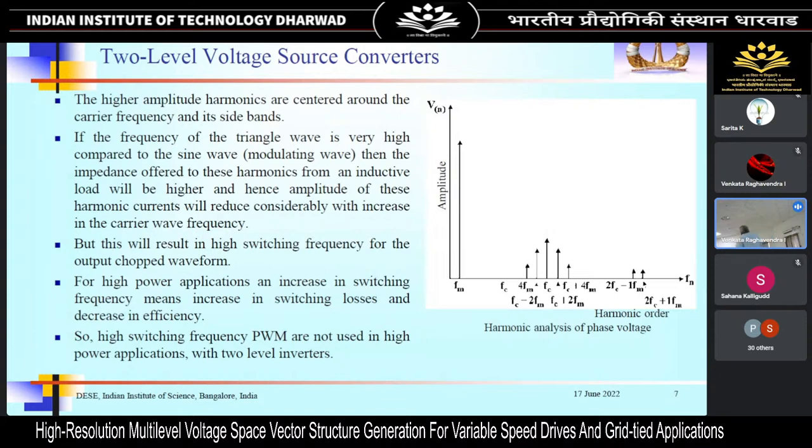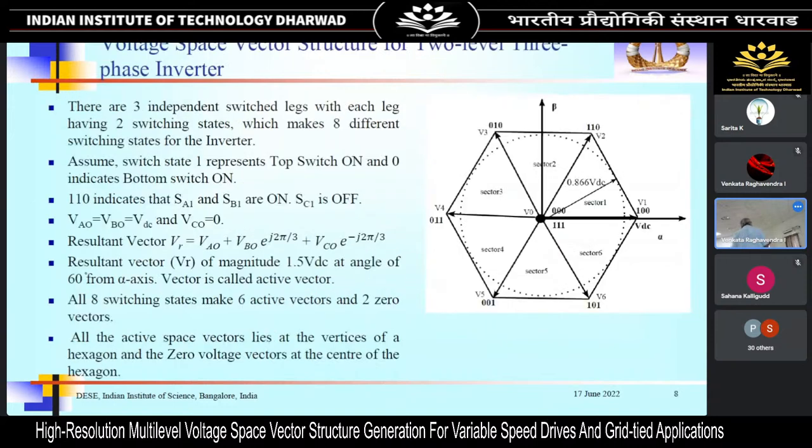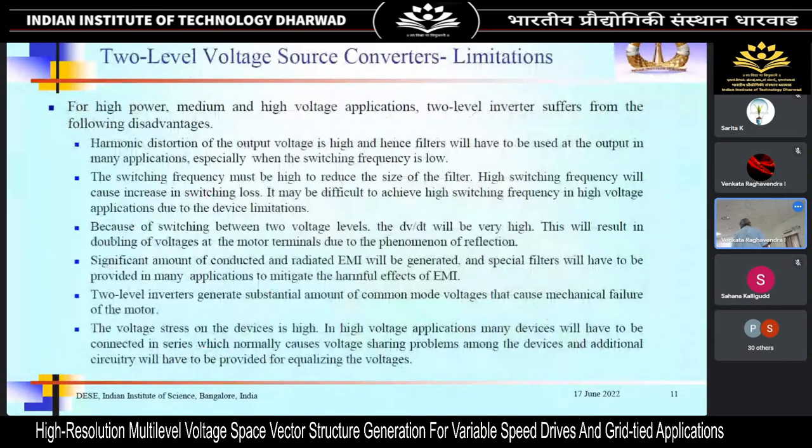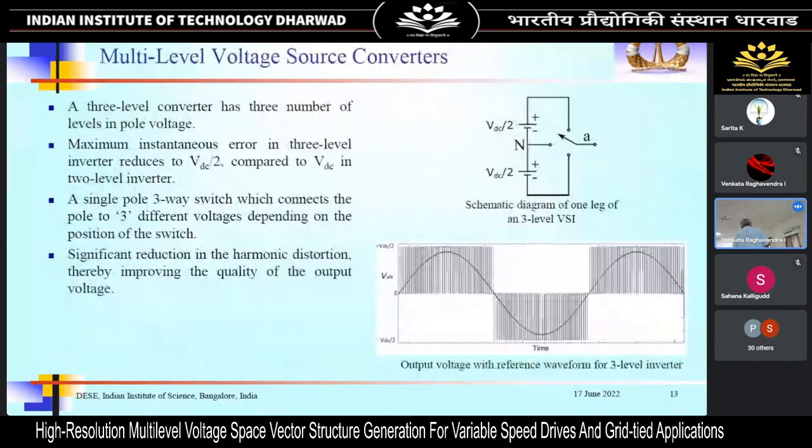This is okay for many power supplies and low power applications; you can have high frequency switching. If you go to high power applications, high frequency switching will create a lot of losses. Efficiency will come down. Then the question is, we cannot have high frequency switching, and at the same time you require nearly sinusoidal voltage. Then comes the concept of multi-level inverters. I will come to this one later. What is this one? Multi-level inverters.